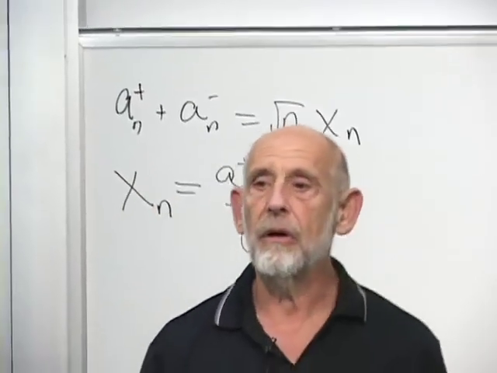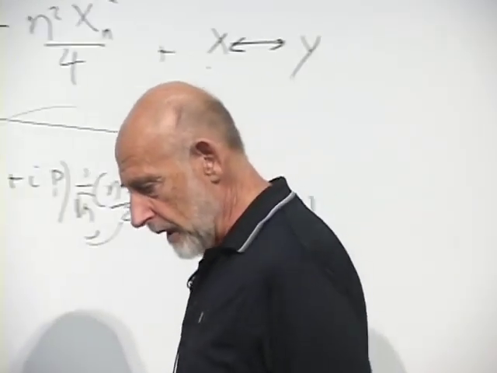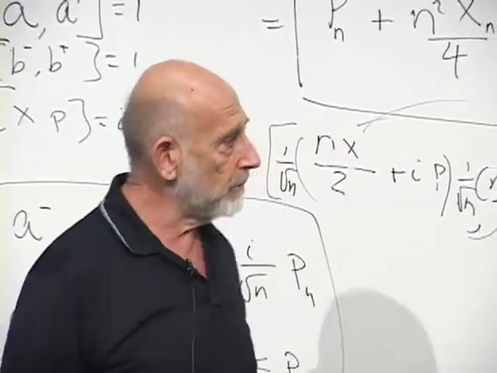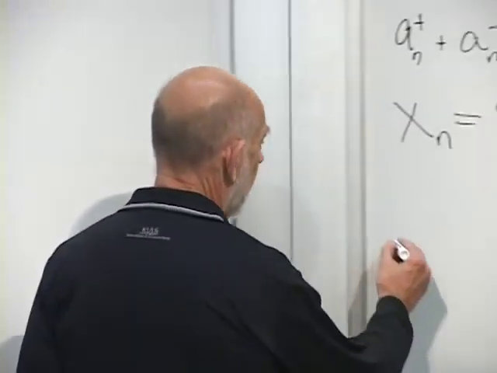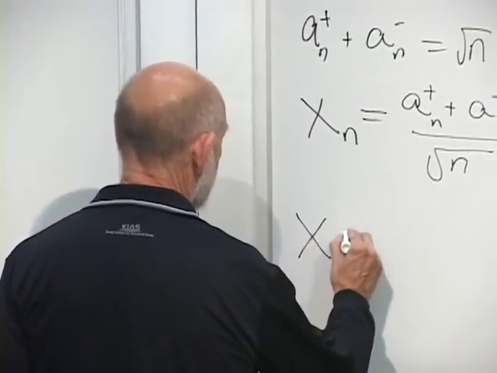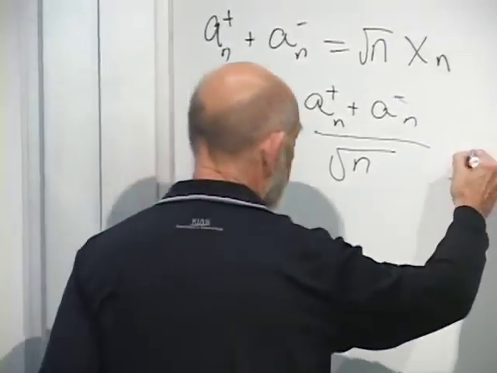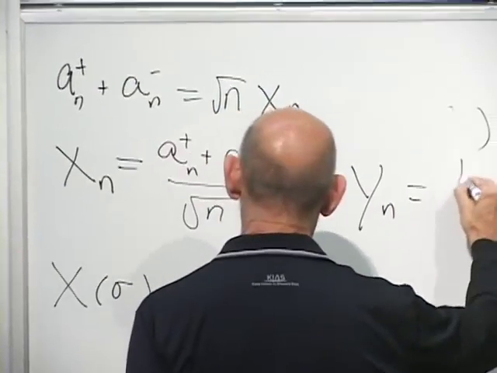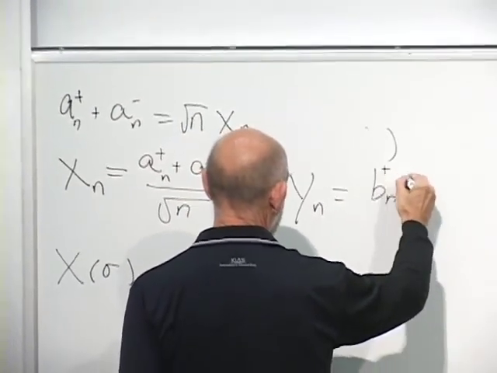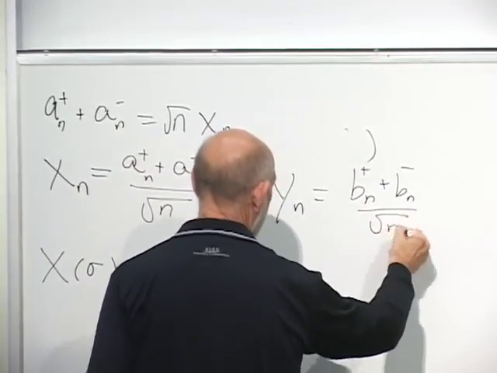Now, before we leave the harmonic oscillator, let's just remember where these oscillators came from. They came from writing x of sigma. Remember what x of sigma was. Oh, there's another one similar to it. Yn is equal to bn plus bn minus over square root of n. Same thing.